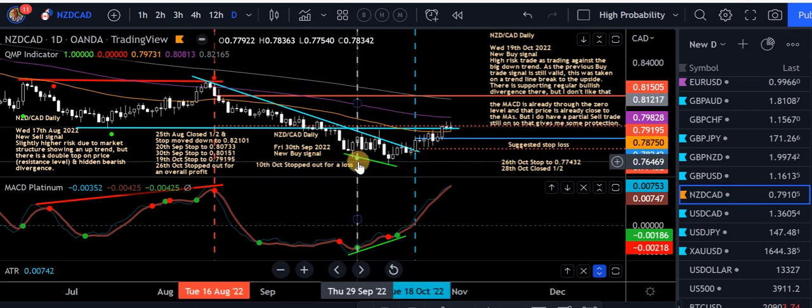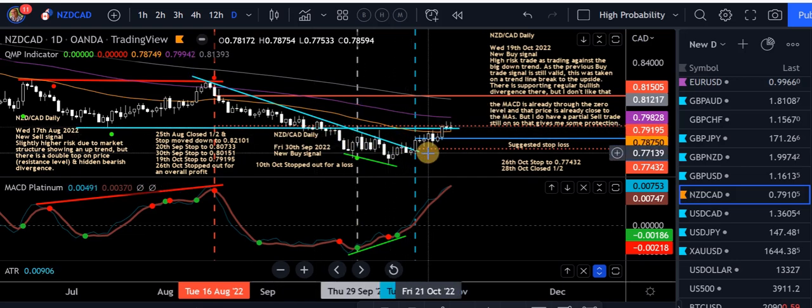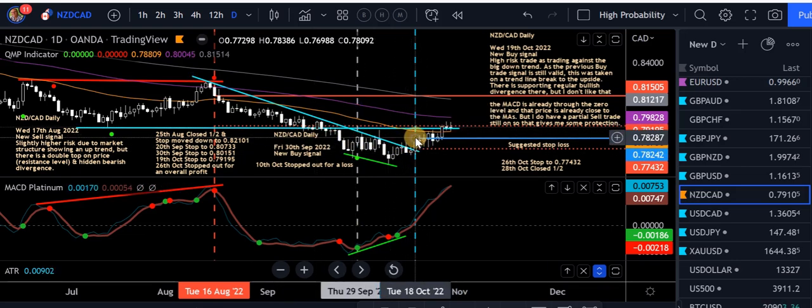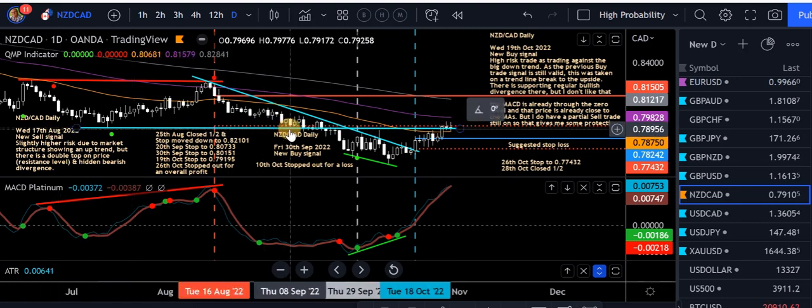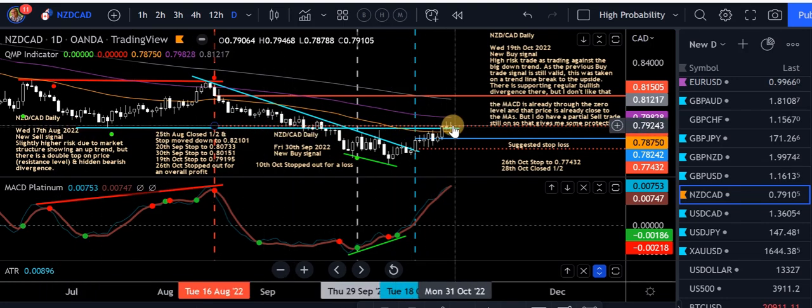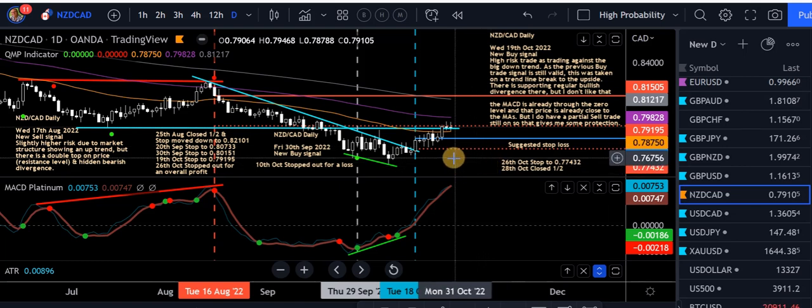Now, this is another one where the buy signal is still valid, so there's the green dot there, there's been no red dot, so I just drew a trend line across the highs here, bang, popped through, took the buy here. I think it's like the Aussie yen, took the buy, it's gone sideways, popped up nicely, got to this previous support, now resistance level, 26th of October, stop moved up, 28th of October, which is Friday, I closed half.